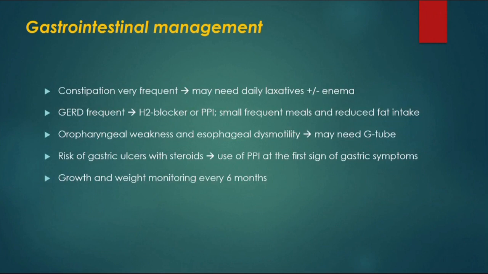Gastrointestinal management includes management of constipation and GERD, which are frequent. Oropharyngeal weakness also can happen, because we know that the upper third of the esophagus is skeletal muscle, which can be involved. So whenever there is a risk of aspiration, or if they are not gaining weight, or if they are losing weight, we should discuss a G-tube. And there is a risk of gastric ulcer with steroids. So whenever symptoms are noted, an acid blocker should be started. And growth and weight monitoring should be done every 6 months.